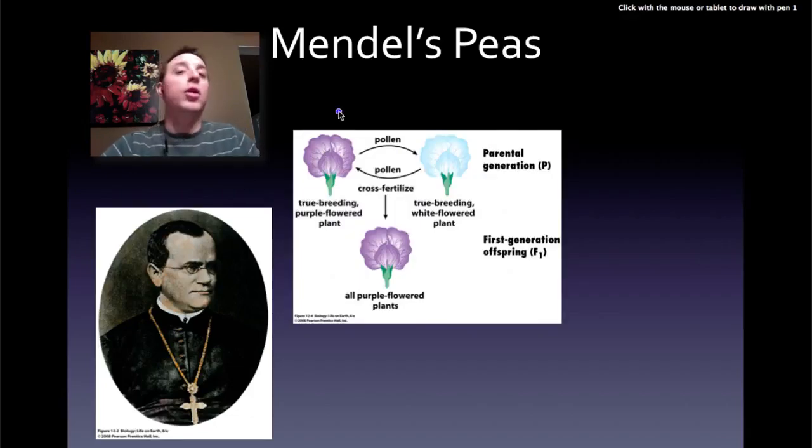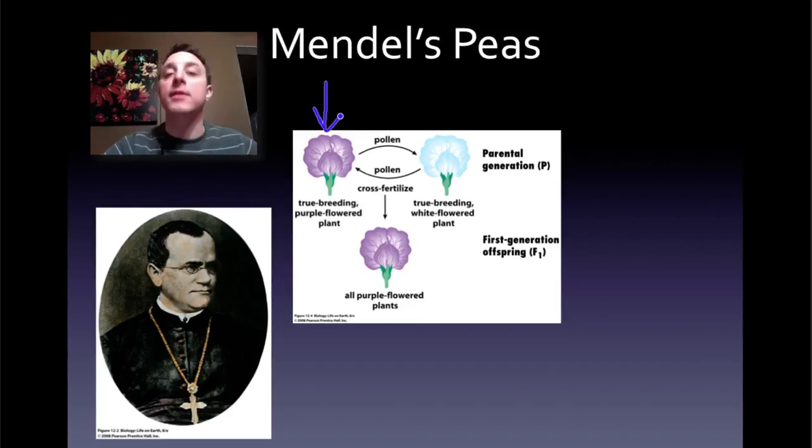He was in charge of the gardens at the monastery where he lived and worked. So that gave him a lot of time to work with the peas and to study their inheritance patterns. He chose a few traits, a few characteristics that he followed. One of them was the color of the flowers: purple, these right here, and white flowers right there. The white's a little bit hard to see against the background.